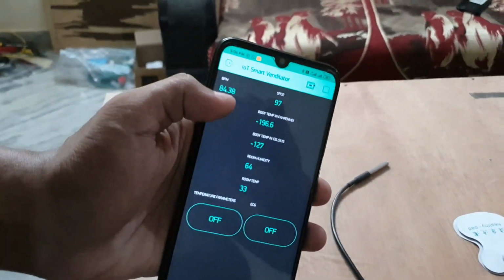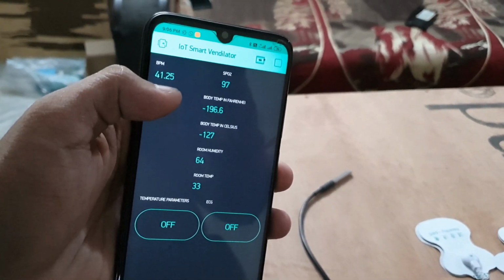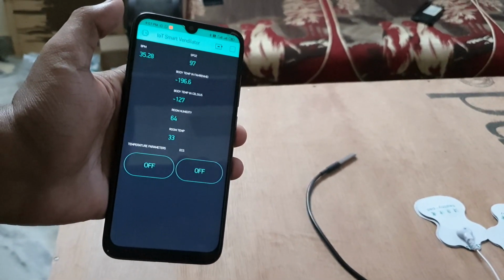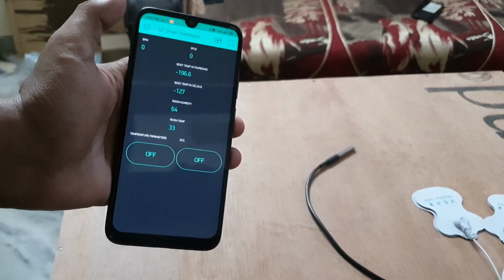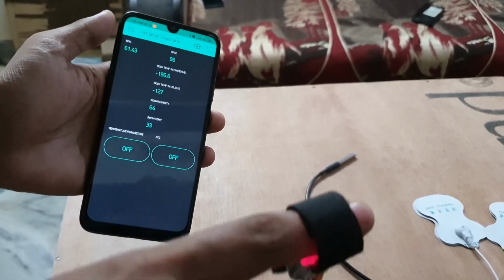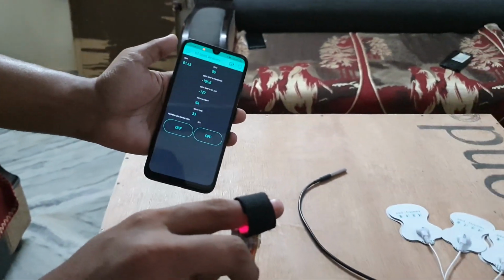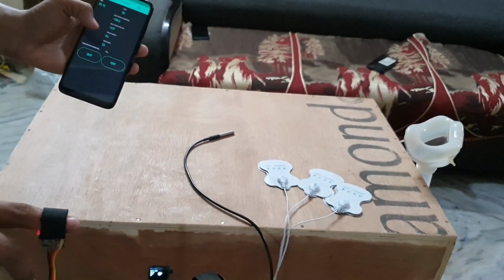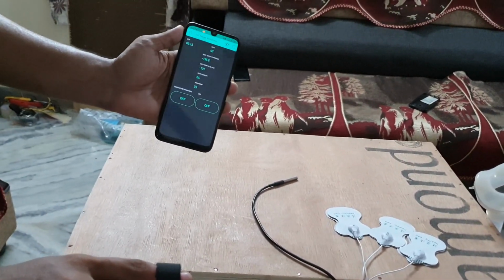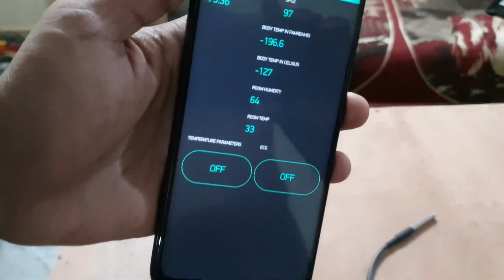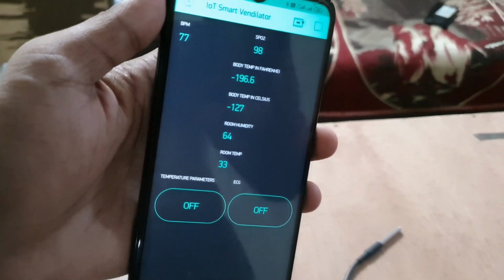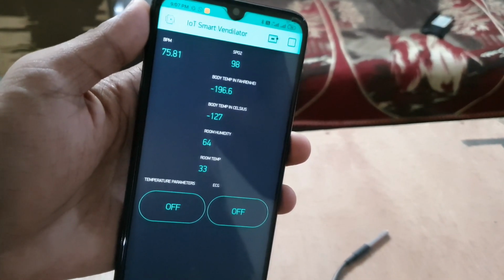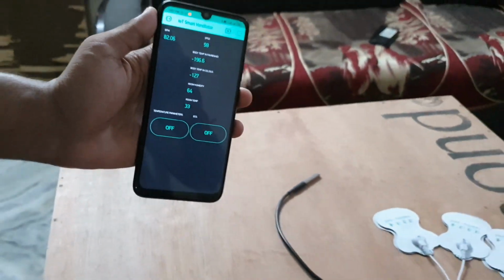So here you can see the pulse rate and blood oxygen saturation levels. Actually, it's not stable. That's the reason it's fluctuating like that. If we are stable, then the values are stable. Okay, now the values are stabilizing. It may take 1 to 2 minutes.